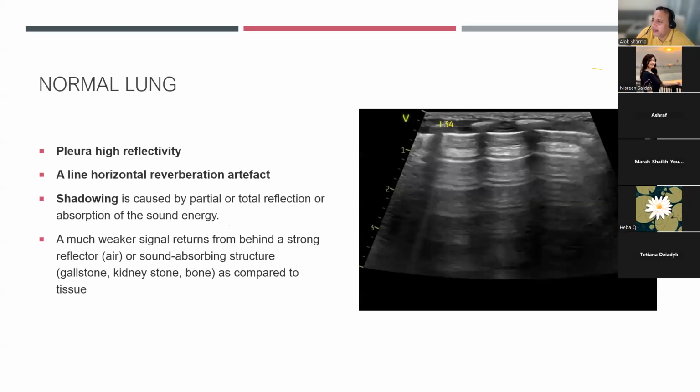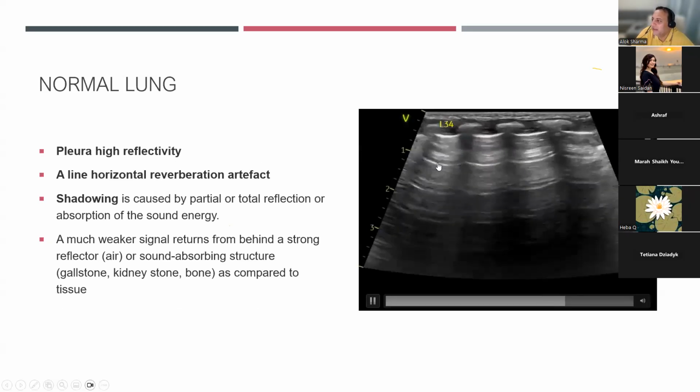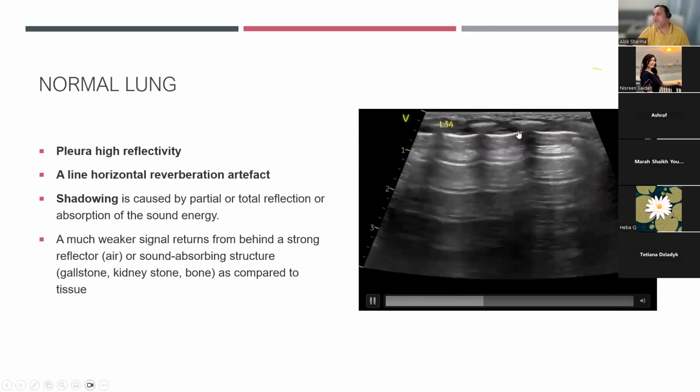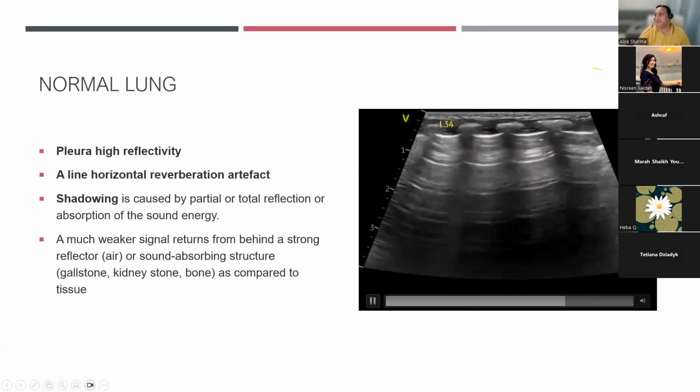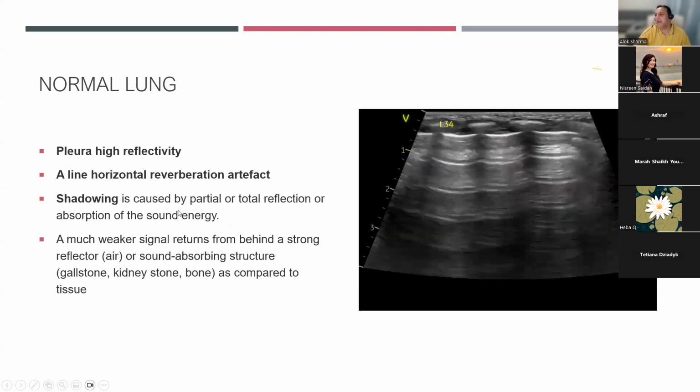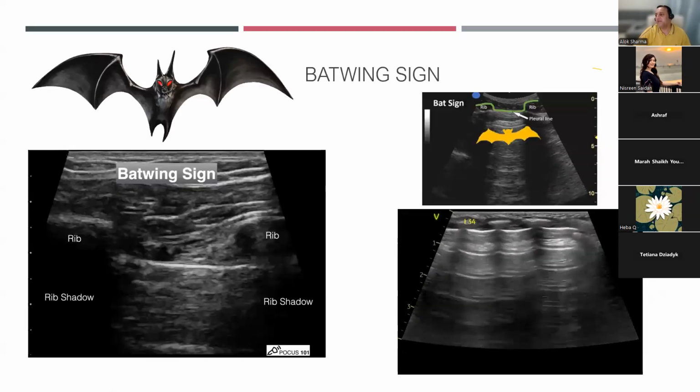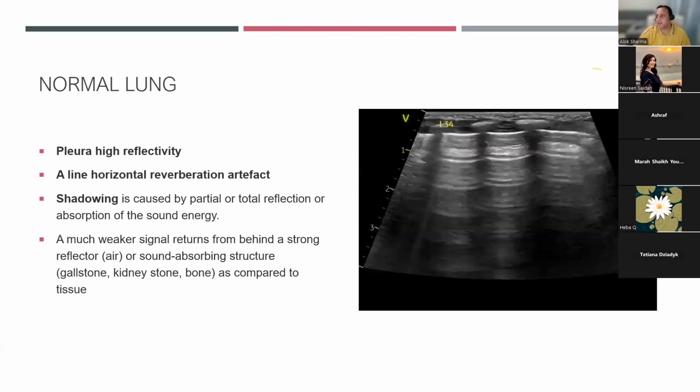So why do we get A lines? Why do we get this appearance? Because really, if you have lungs that are full of air, the ultrasound wave should reflect back and you should just get a dark image. So really, the reason we get A lines is because of the concept of reverberation artifact.